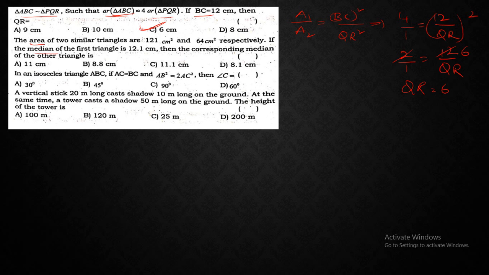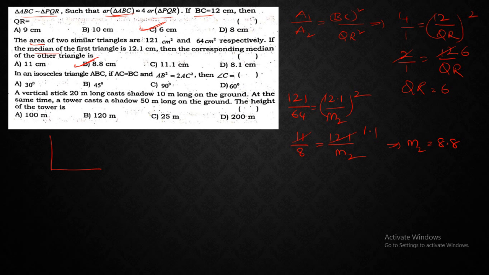Next, area and median. It's talking about area and median. So directly area 1 by area 2, 121 by 64 is equal to median 1 by median 2 whole square. Median 1 is already given as 12.1. Now when I transpose this whole square, this becomes 11 and this becomes 8, equal to 12.1 by M2. In the 11 table, 11 11s are 121, so this goes 1.1 times. When I do cross multiplication, M2 is equal to 8.8 centimeters. So the answer is 8.8 centimeters.